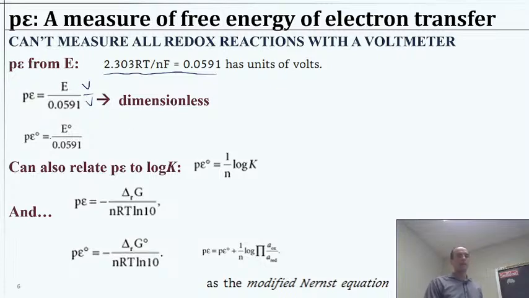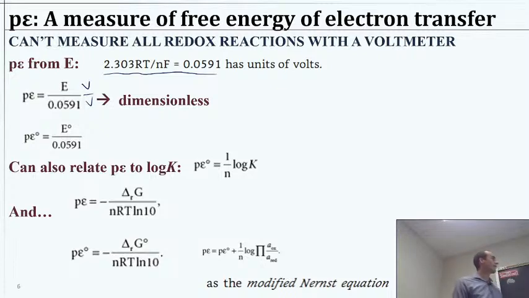So we can get the standard potential, we can get the regular potential. It's just a small conversion. We don't need to worry too much about it. We just do the math a slight bit differently and account for it. So we can also relate that to log K, because we can relate E to log K.